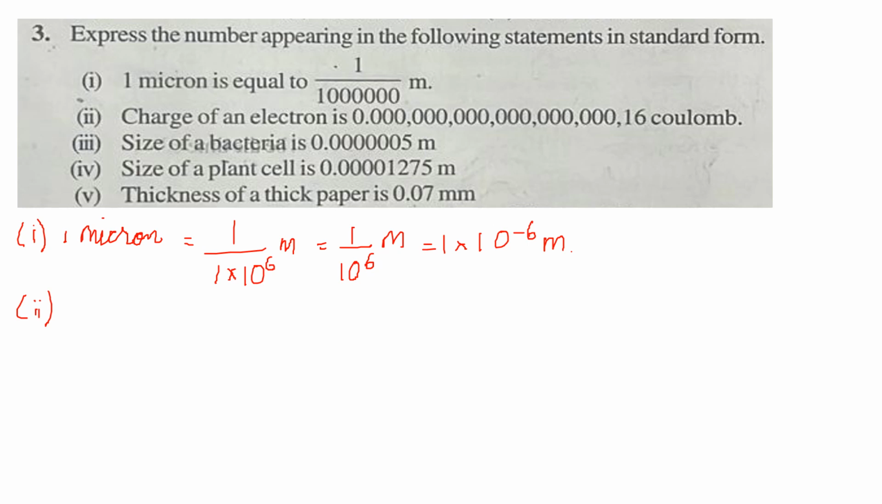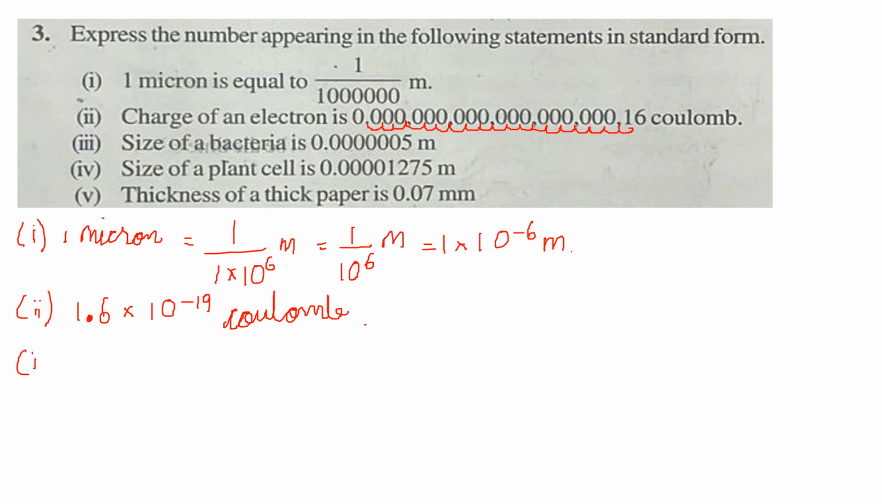So moving on to the second problem given to us. Charge of an electron is a very small number, right? So 1 6 is there in the last two digits. So you can write 1.6 into 10 to the power. So just count how many places this decimal has traveled. 1, 2, 3, 4, 5, 6, 7, 8, 9, 10, 11, 12, 13, 14, 15, 16, 17, 18, 19 places. So 1.6 into 10 to the power minus 19 coulomb is the answer.